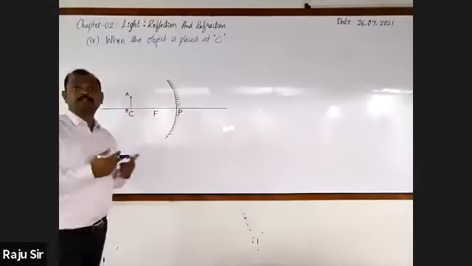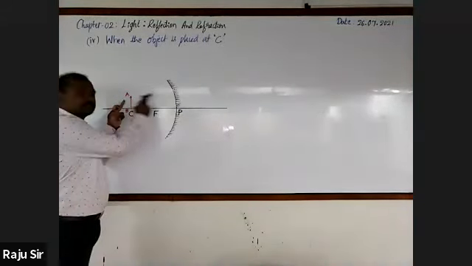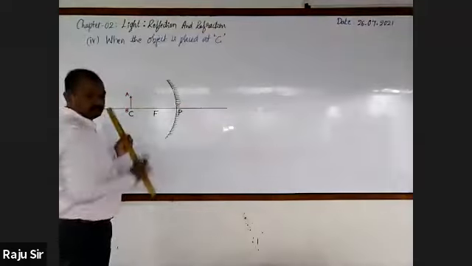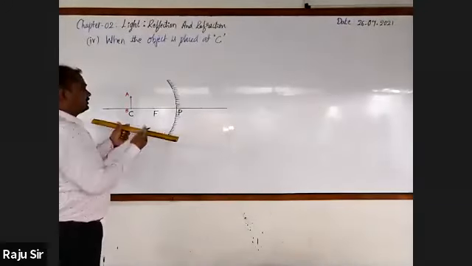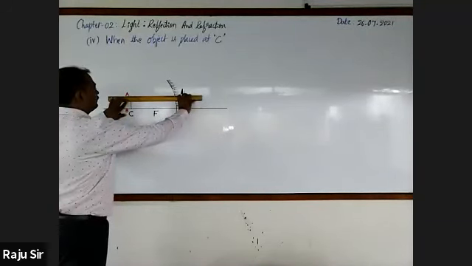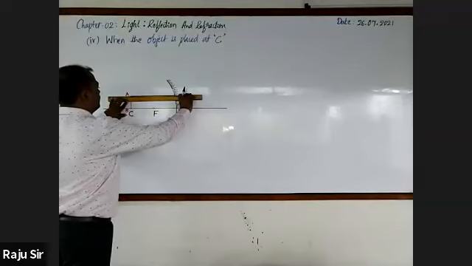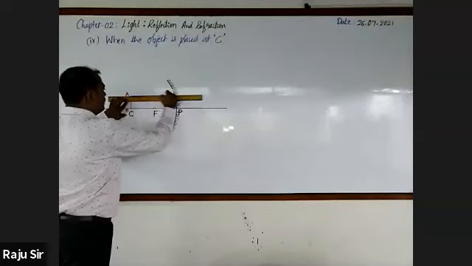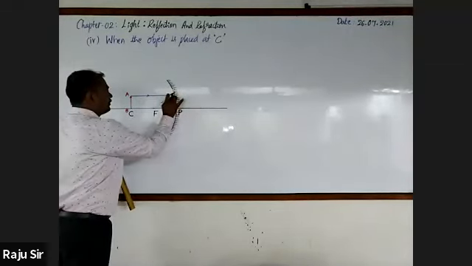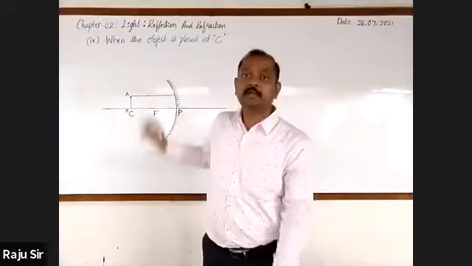Next. What is the first ray that we have to draw? Yes, a ray of light coming from the object incident on the mirror parallel to the principal axis. Take a scale and pencil and draw a line parallel to the principal axis from A. Then what happens when this ray is incident on the mirror?